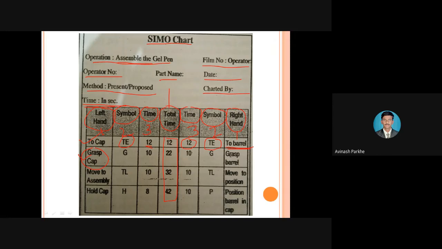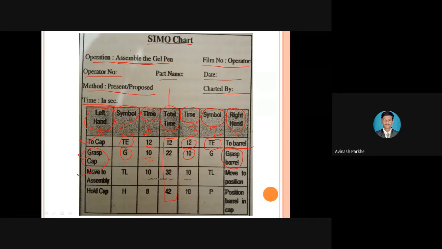Then, second movement, grasp the cap. So I take this particular cap in my hand, and that grasp movement, taking movement, can be represented by the capital G. How much amount of time is required? 10 seconds are required. Simultaneously, the right hand is also performing an operation. What is that? Grasp the barrel. You have to take that particular barrel in your hand. Again, it is represented by the capital G. How much amount of time is required? 10 seconds.